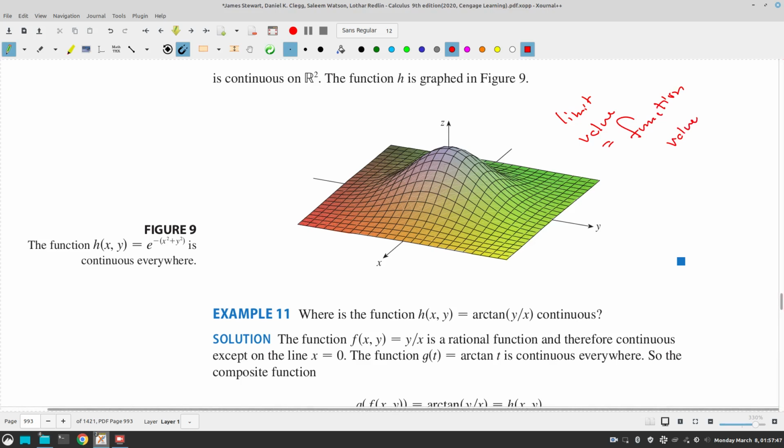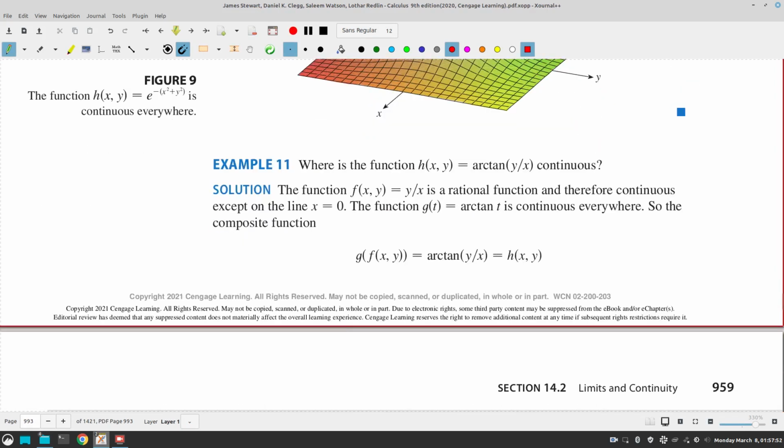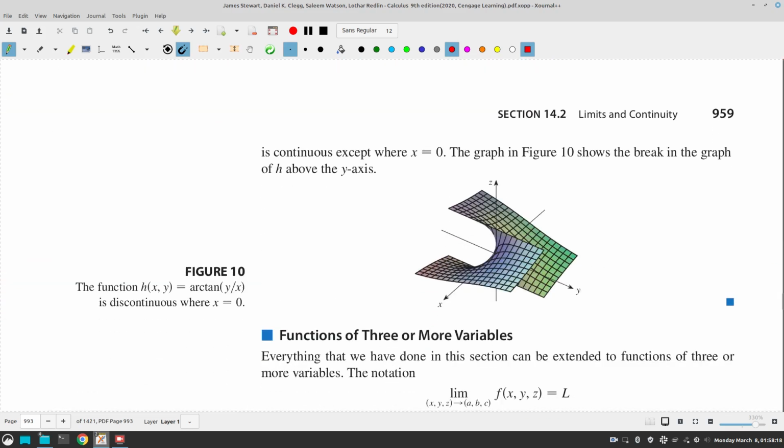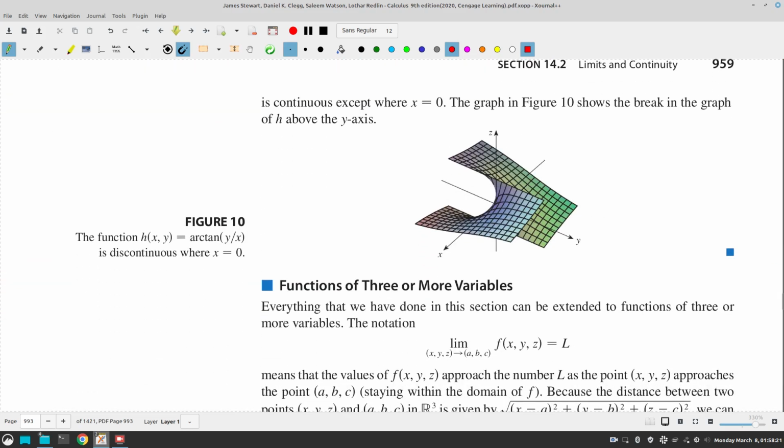Right. So now where is this guy continuous? arctan(y/x). Well, again, y/x is rational and continuous everywhere except where x equals 0. And arctan t is continuous everywhere. The arctan function takes on everything in the domain. So the composition is continuous everywhere except where x equals 0.